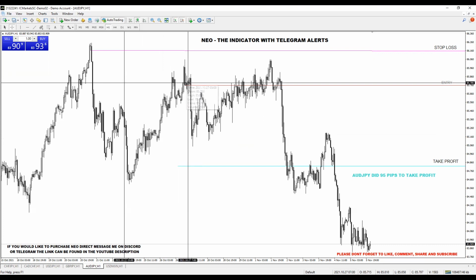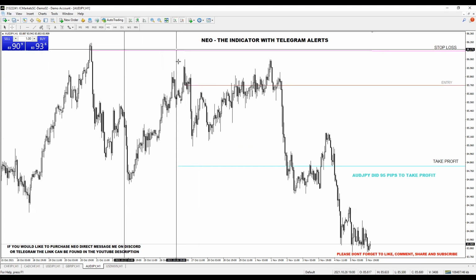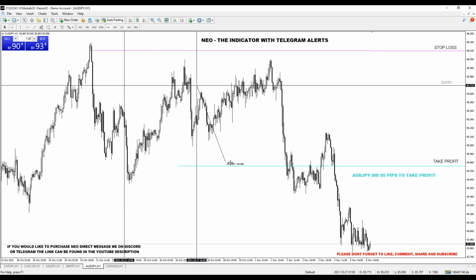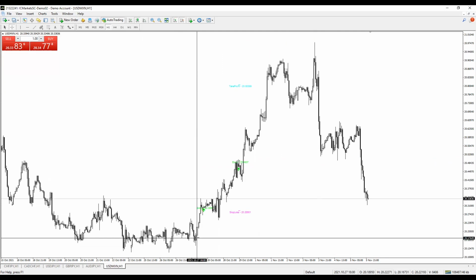Then we can see there was a re-entry for this trade up here. This is where NEO gave an alert and you would have managed to get this trade all the way down to take profit. It did go close to your stop loss, but then we can see here it did manage to hit take profit. And then going into NFP week, we can see right away this pair's almost done 200 pips, about 190 pips.